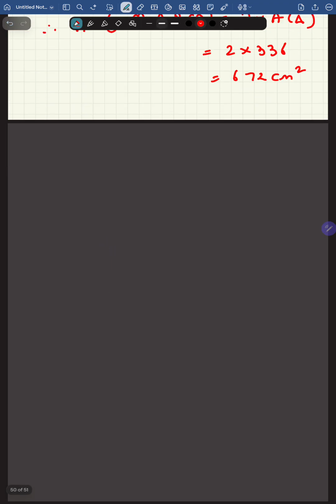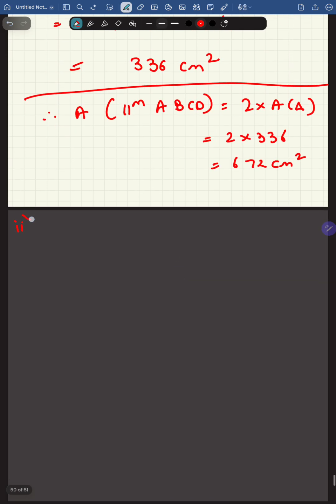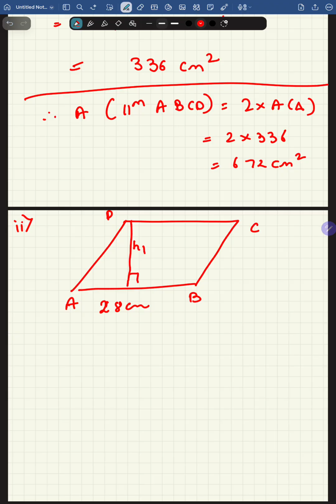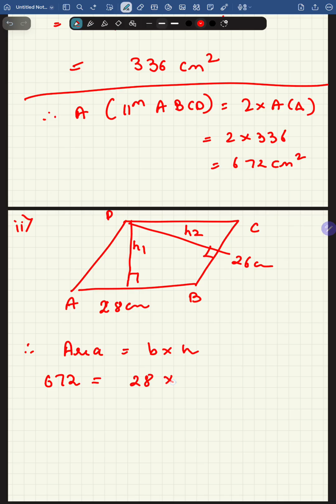Now the second part of the sum. When my base is AB, what is my height? AB is 28 centimeter. And when the base is BC, what is my height? See, area is base into height. So 672, we know the area of parallelogram. Base is 28 into height.